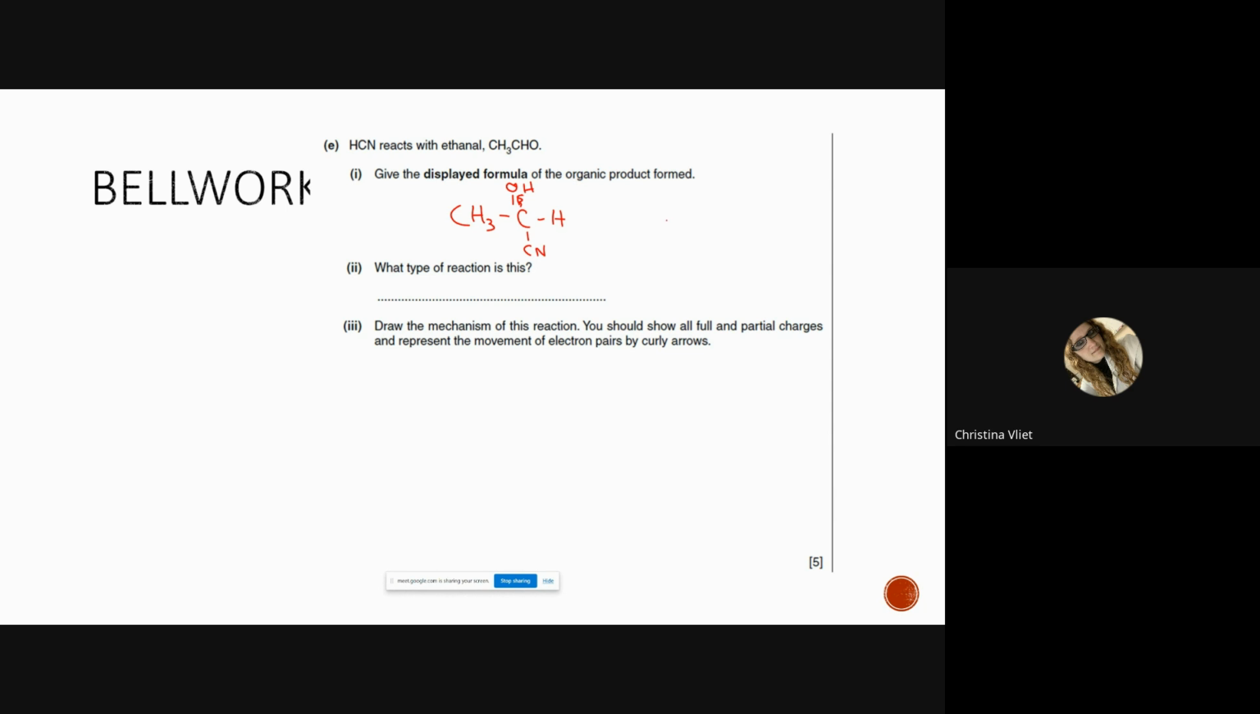We actually have to write out CH3, because they said displayed, right? C, O, H, C triple bond N, and H. You should write every bond in a displayed formula. Every bond. So this would be the correct answer. Every bond. That was wrong. So, displayed.